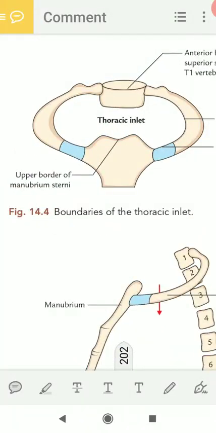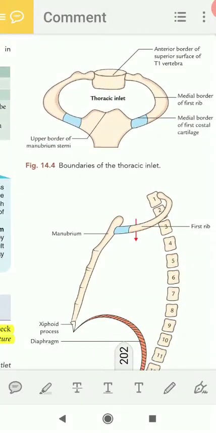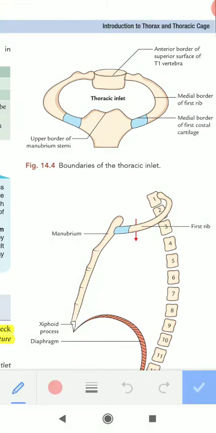So this is the thoracic inlet. That means it is a narrow aperture which connects the thorax and the root of the neck. Okay. So what we can see in the boundary: anteriorly, the thoracic inlet is bounded by the upper border of the manubrium sterni, and on each side it is bounded by the medial border of the first costal cartilage along with the first rib.